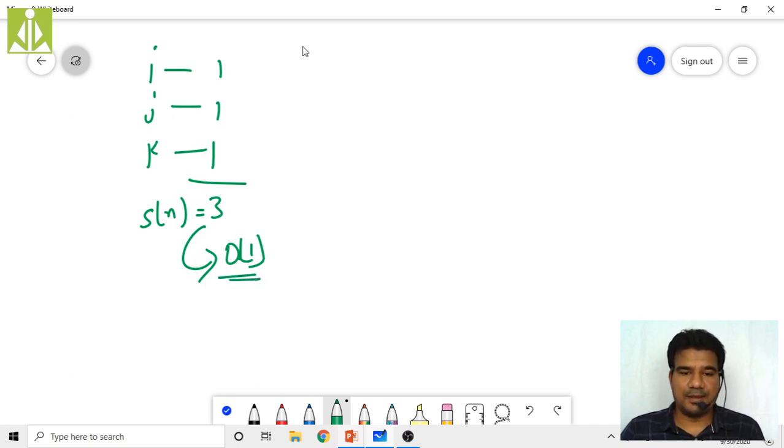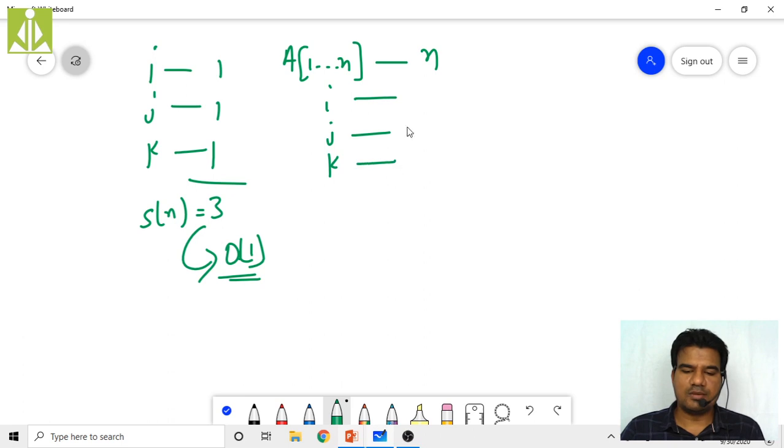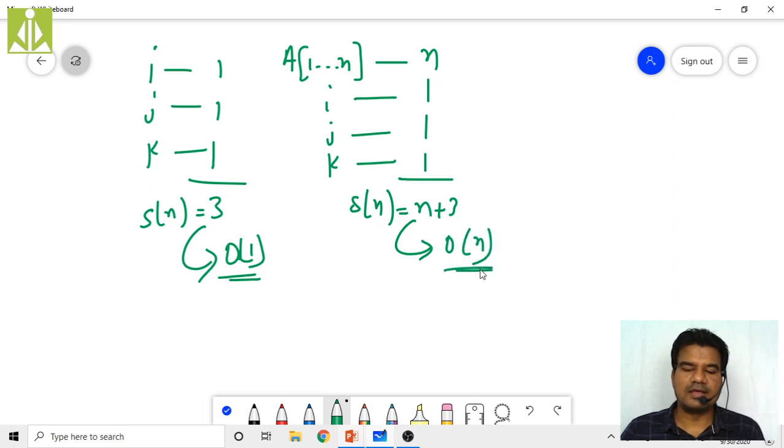But if you are using an array with n elements, like A of 1 to n, then our word count will become n. And if you are also using normal variables i, j, k in the same algorithm, then 1, 1, 1. Then what is our space complexity function? S of n will become n plus 3. It is a first degree polynomial, so our order will become order of n.